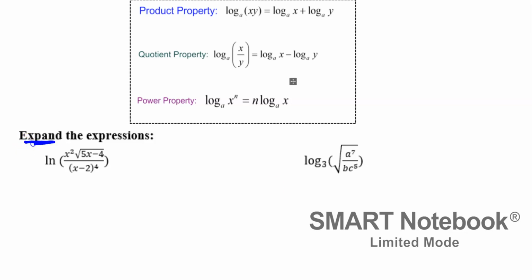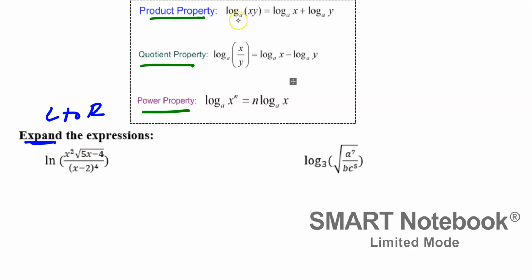So the directions are still expand. So we're still going to go from left to right with these expressions, from the less complicated to the longer, more complicated. So this time we have ln of two things being multiplied on the top. The x squared is multiplying the square root. Then we're dividing by x minus 2 to the fourth. So I'm thinking that we're going to be using both the product property and the quotient property, and probably even the power property, because we are multiplying in the log, we are dividing in the log, and we have some powers in the log.